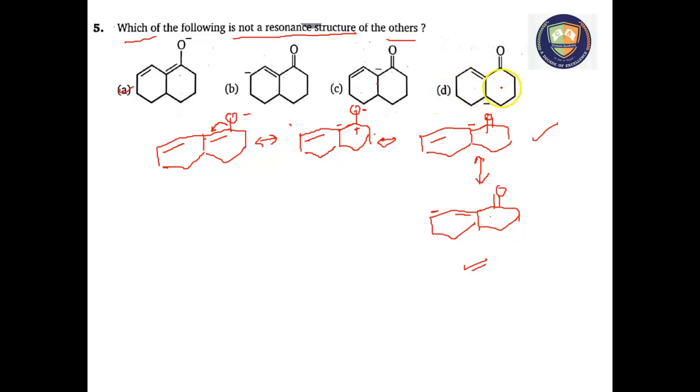The one left is the D structure. For the D structure, we do not have this kind of resonance with the structures that I have shown to you. So D will be the answer. D is not a resonance structure of all the other structures. So is it clear?